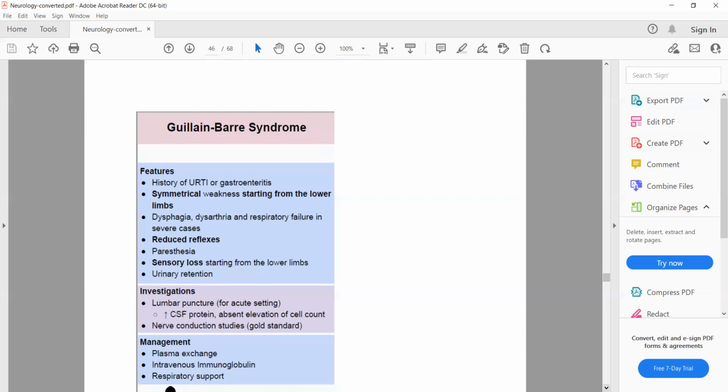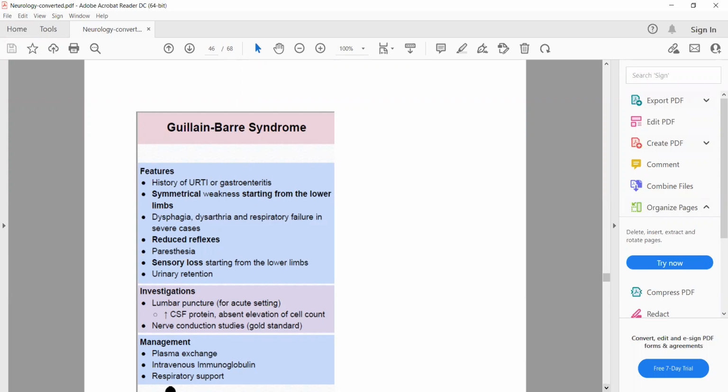Also, the reflexes will be reduced because Guillain-Barre syndrome is a lower motor neuron lesion. So there will be reduced reflexes. Also, there will be sensory loss and urinary retention as well. So in short summary, someone presents to you with weakness that started from the lower limb and then he developed dysphagia, dysarthria, and respiratory failure. On examination, there is sensory loss and reduced reflexes as well. You will suspect Guillain-Barre syndrome.